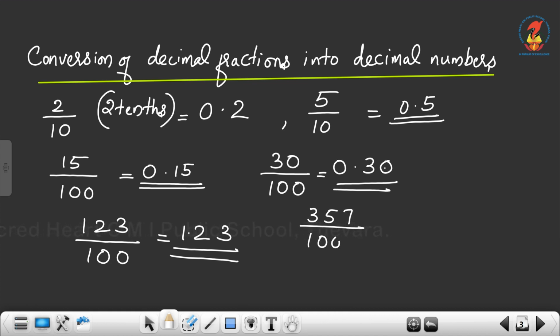Again, 357 divided by 1000. How many zeros are in the denominator? 3 zeros. So in the numerator you have to consider 3 digits and move those 3 digits to the right, starting from the unit digit. So 357, you have to move 3 digits, 1, 2, 3, and then put the decimal point. So the decimal number is 0.357.